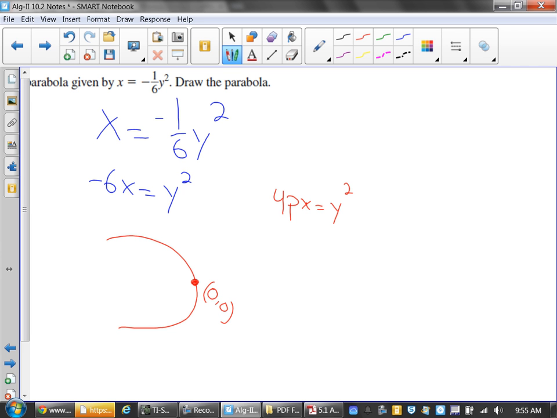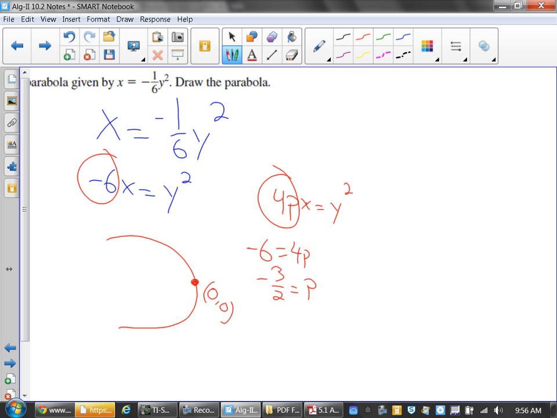Here's what we have to do. In order to figure out what the p-value is, you take this number and you set it equal to 4p. You do that every time. So negative 6 has to equal 4p. So what's p? Sorry, negative 3/2. So my p-value is negative 3/2.